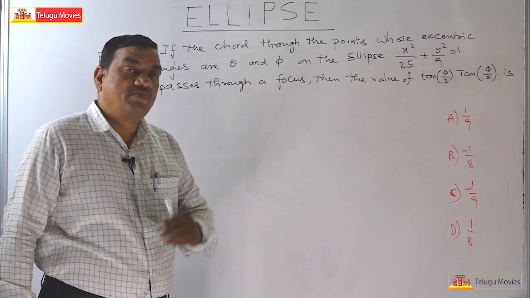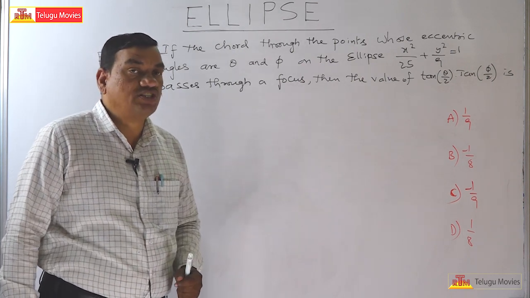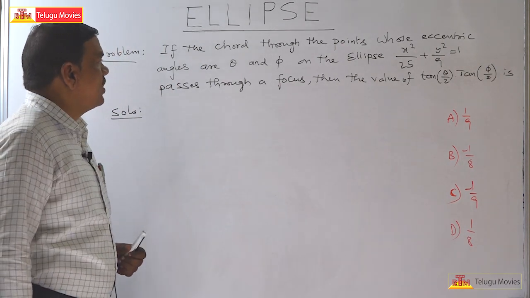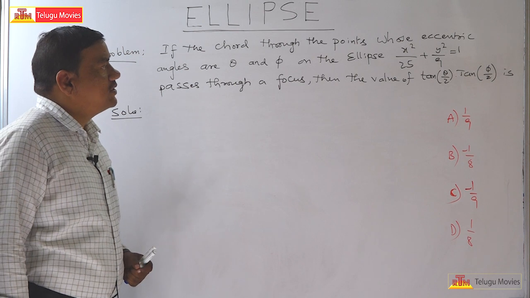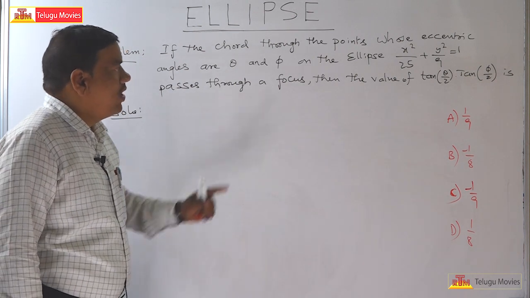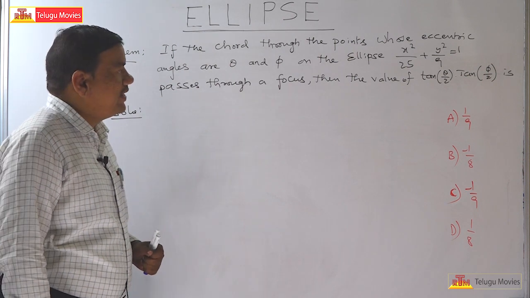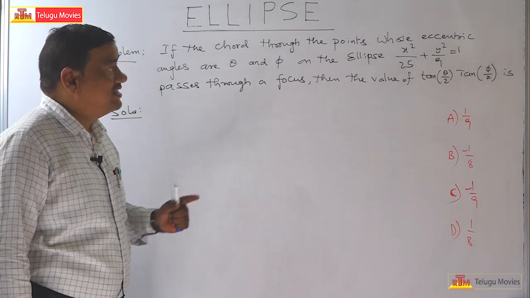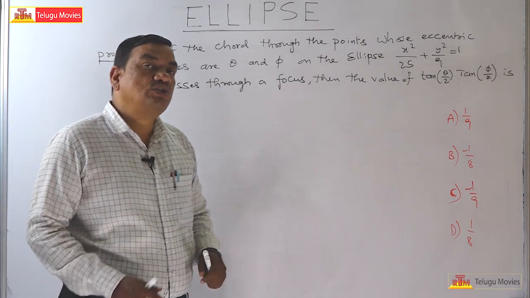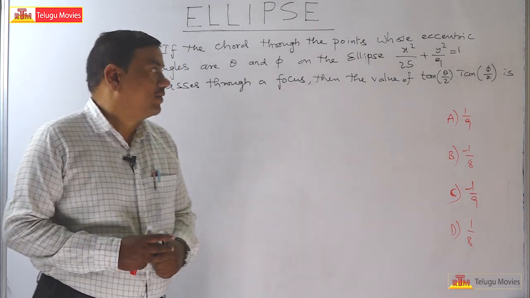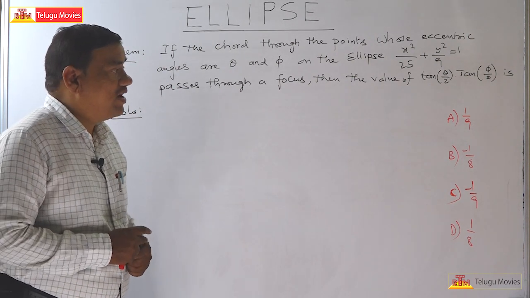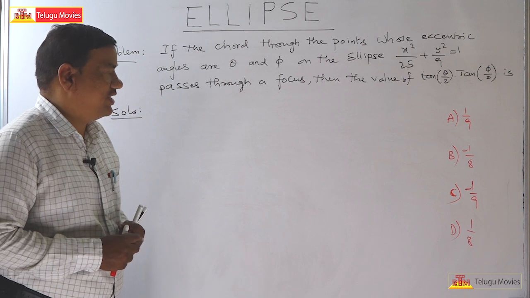Based on the concepts we discussed, here the problem is: if the chord through the points whose eccentric angles are theta and phi on the ellipse x square by 25 plus y square by 9 is equal to 1 passes through the focus. Passes through the focus means what? It is a focal chord. Then the value of tan of theta by 2 into tan of phi by 2 is. So, that is the question.